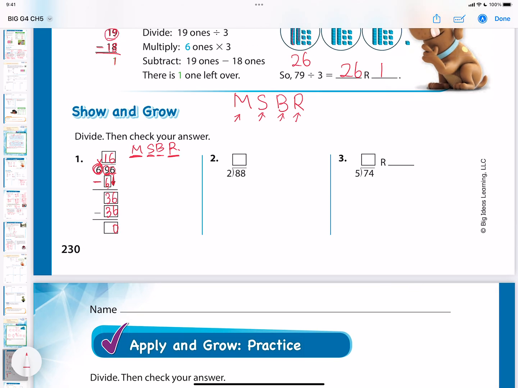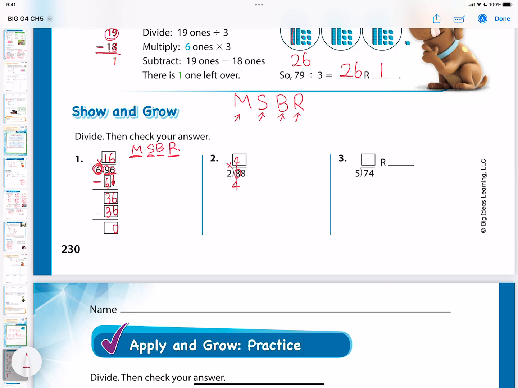Remember MSBR: multiply, subtract, bring it down, repeat, okay? Now 2 times what number is going to fit into 8? Yes, we know. 2 times 4 is going to make 8. You need to write it down and align this place value.